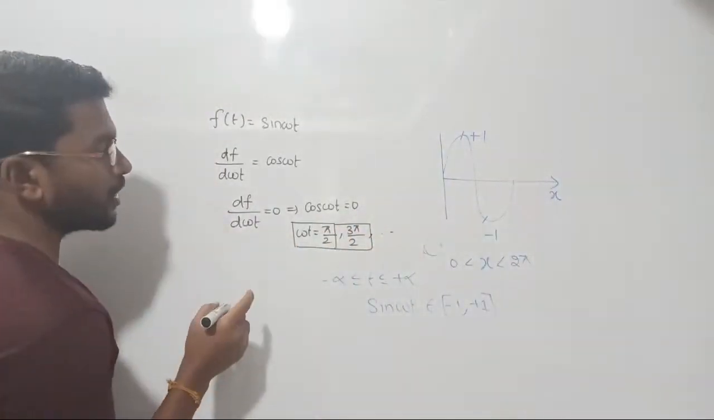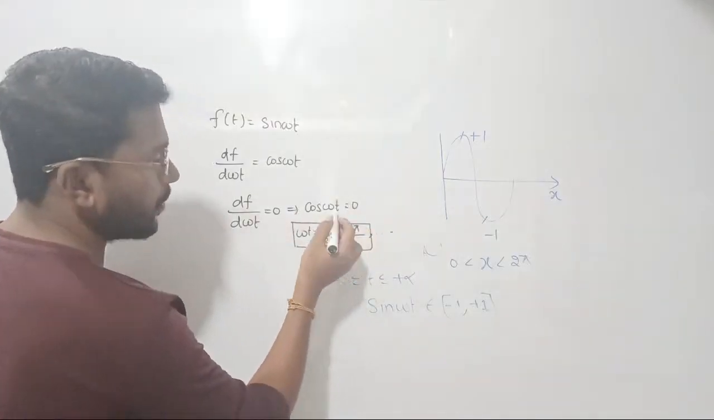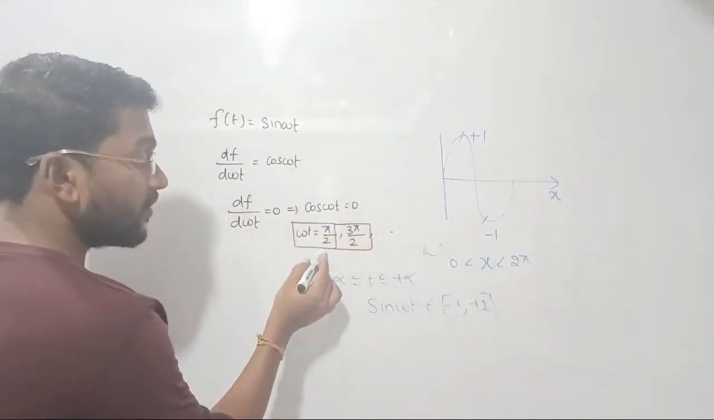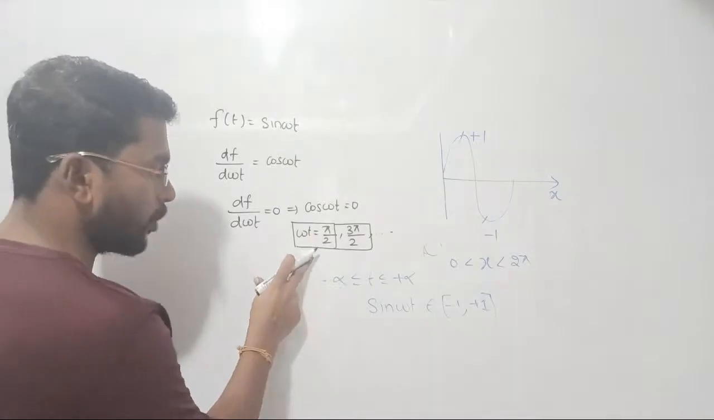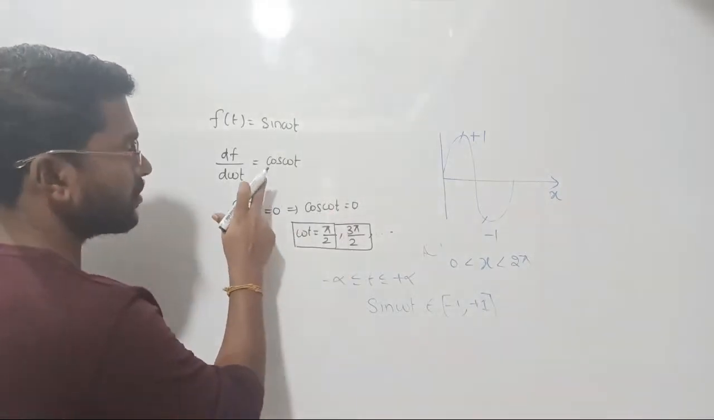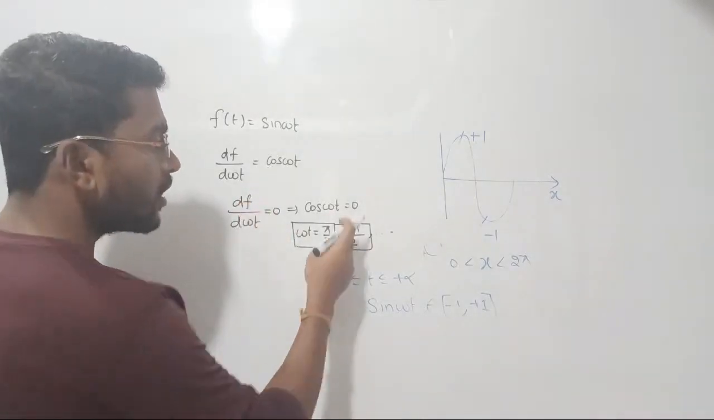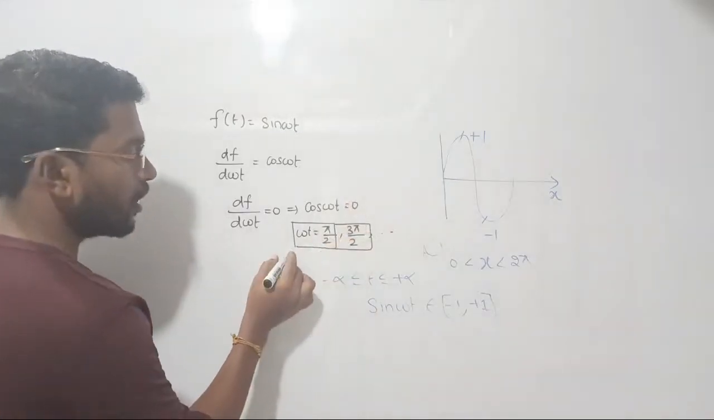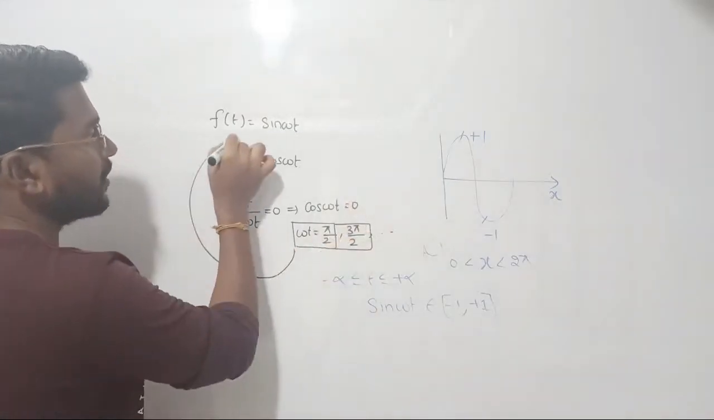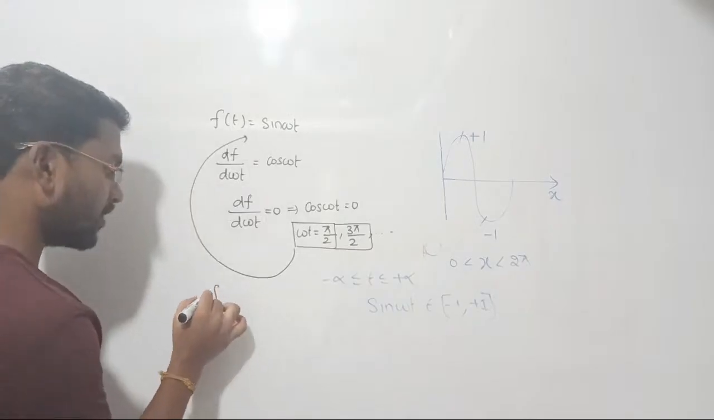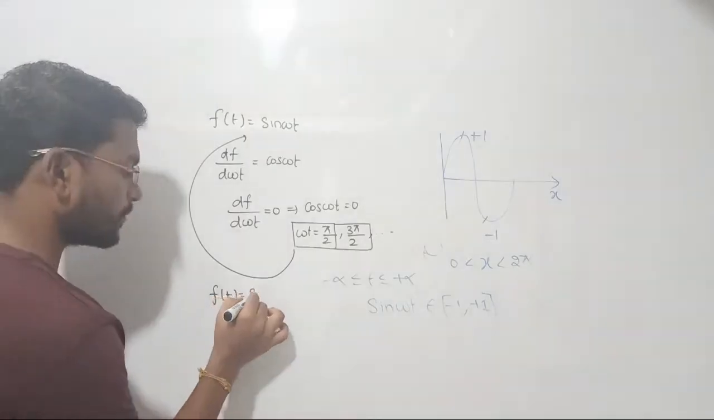So the conclusion is what? After you differentiate the function and equate it to zero, we are getting some points. Now if I substitute this value into the function, that is, if you substitute this value in the function, we get the value of the function at omega t equal to pi by 2.